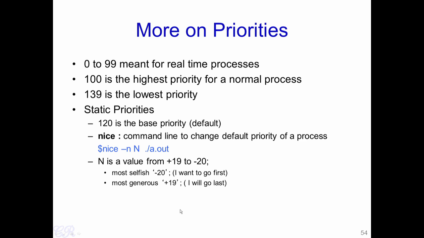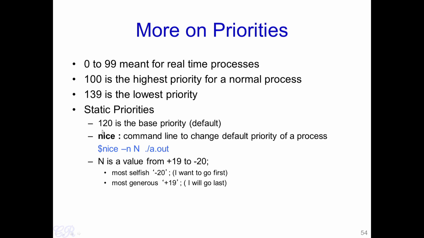Now, let us look more at the priorities of the O(1) scheduler. We had seen that priority 0 to 99 are meant for real time tasks, while priority 100 is the highest priority that can be given to a normal process, and priority 139 is the lowest priority that a normal process could have. That is, a normal process could have anything from a priority of 100 to 139. The priority 120 is known as the base priority and is taken by default. So, whenever you start a program, for example an a.out program, it is given the priority 120.